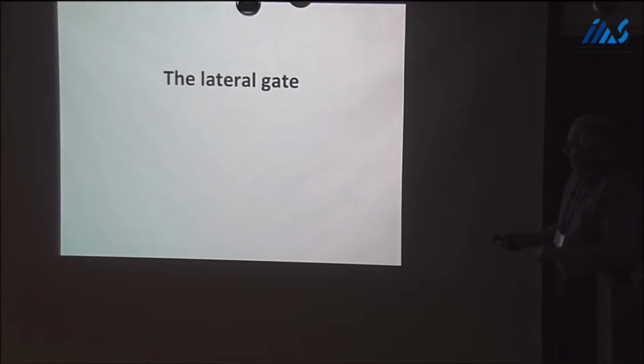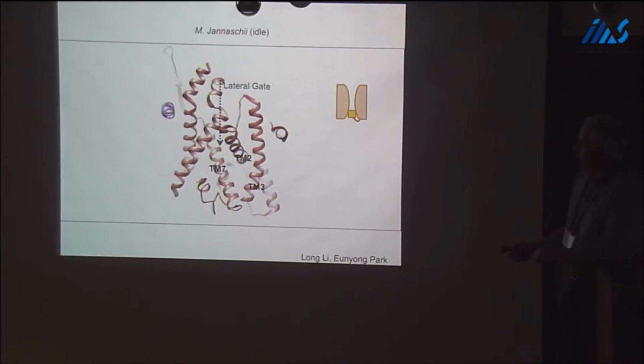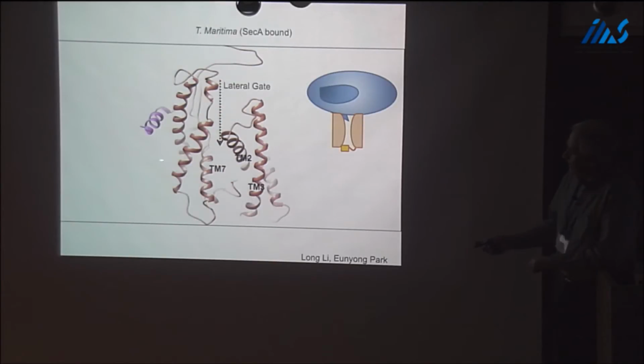So the lateral gate in the idle channel, the closed state of the channel, is completely closed. Three transmembrane segments form the lateral gate: TM2, TM3, and TM7. In the signal-bound state, the lateral gate opens up. I think if I toggle back and forth, you can appreciate that. It opens up, and the distance here becomes larger.